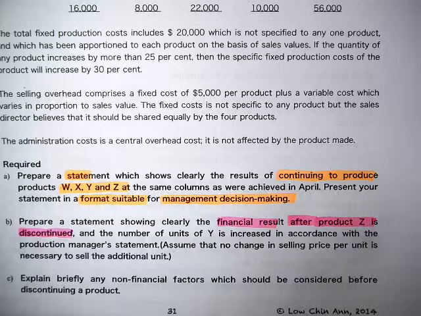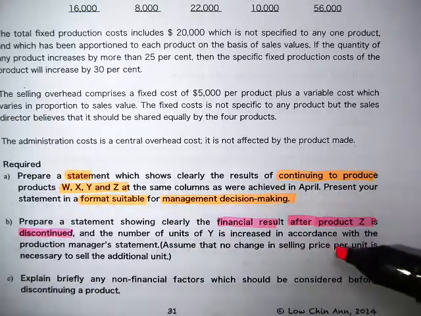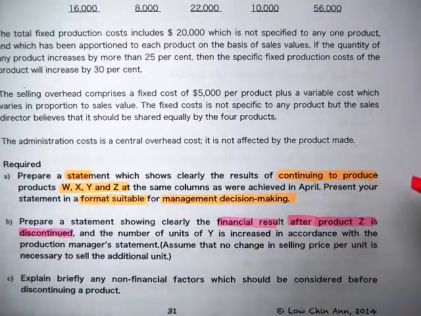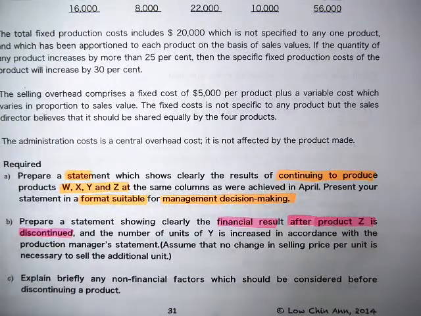Okay, what happened after Z is discontinued? Now, the number of units of Y is increased in accordance with the manager's statement, and assume that there's no change in selling price necessary to sell the units. So now this is the result after you close down. So see which one is better. Now if you think the result in B is better than A, that means you should close down. But if the result in B is not as good as A, then you might as well continue. So there's an example of how the evaluation will be.